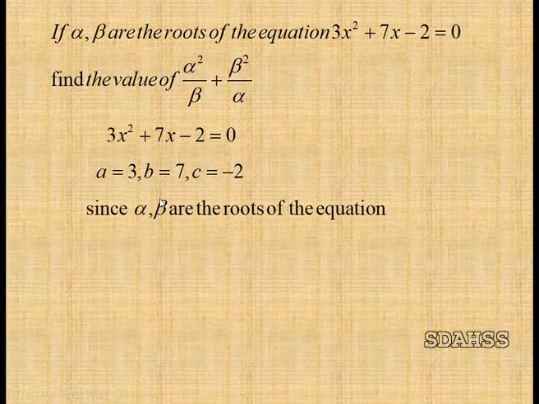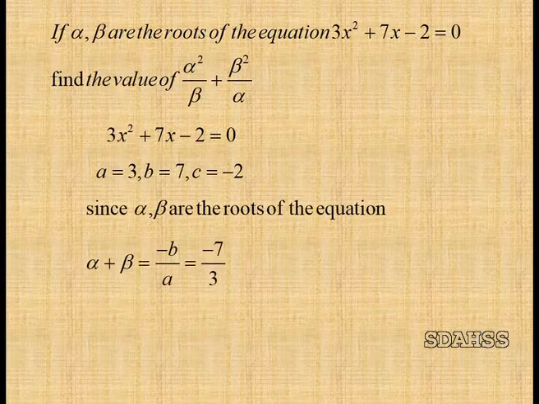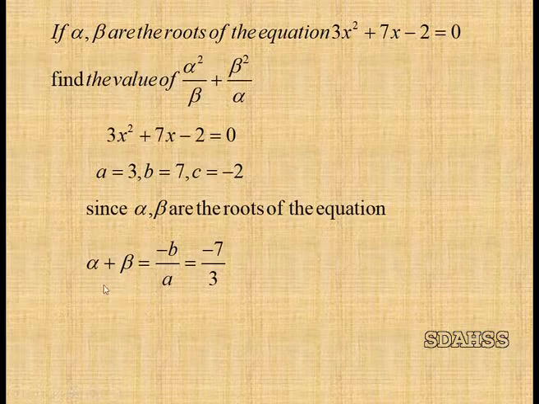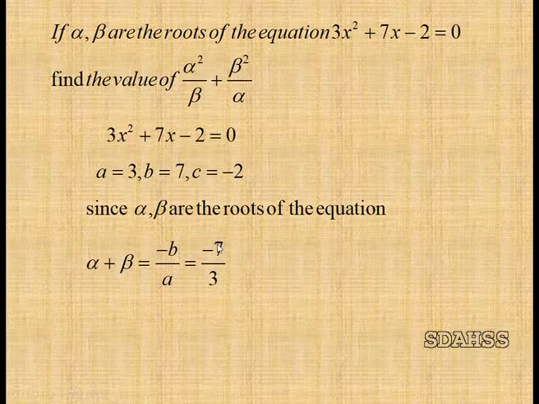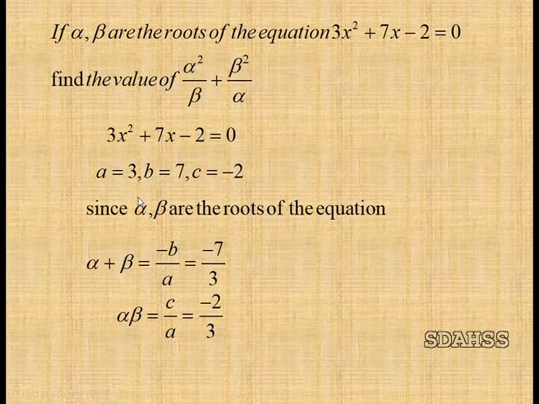Here alpha and beta are the roots of the equation. So alpha plus beta is equal to -b/a. The sum of the roots, substituting the values, is -7/3. Alpha beta is equal to c/a. Here c is equal to -2, a is equal to 3, so alpha beta is -2/3.